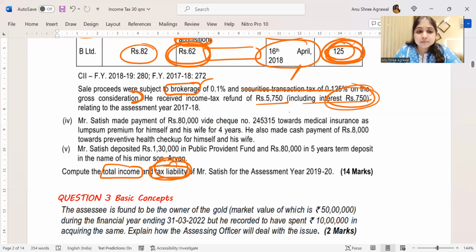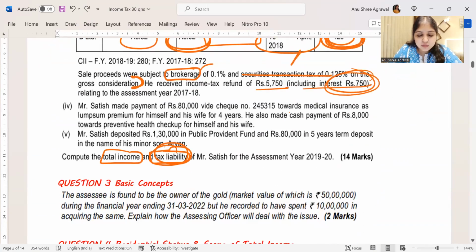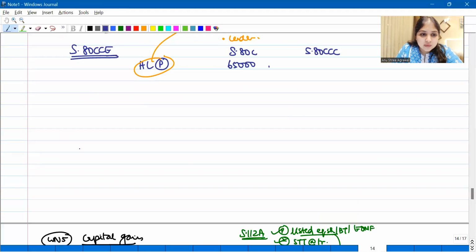Then Mr. Satish made payment of 80,000 rupees by check number 245315 towards medical insurance as lump sum premium for himself and his wife for 4 years. Tell me, medical insurance premium, which section will you think about? Immediately which section comes to your mind? Section 80D comes to your mind, right, guys? So I'll leave some gap over here. I'll come to section 80D.